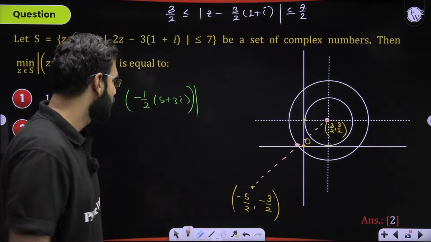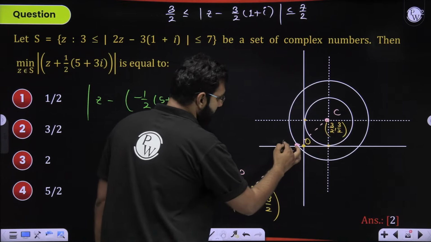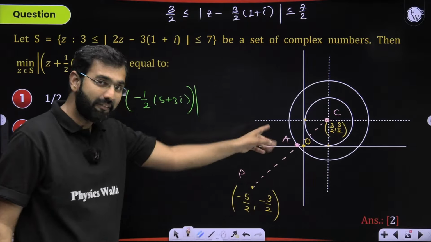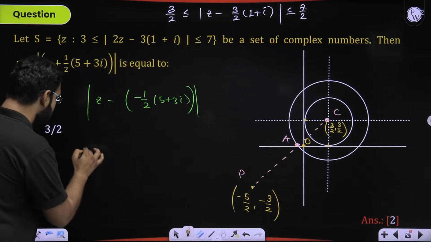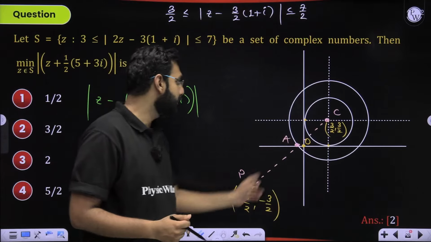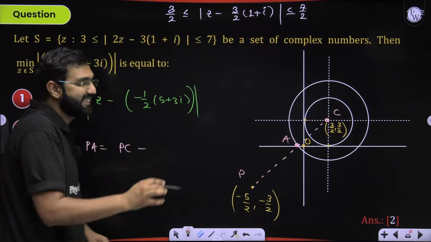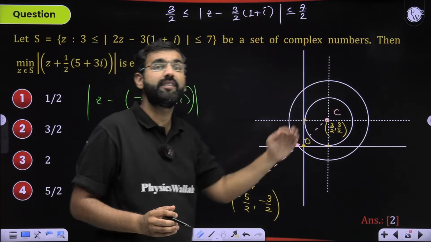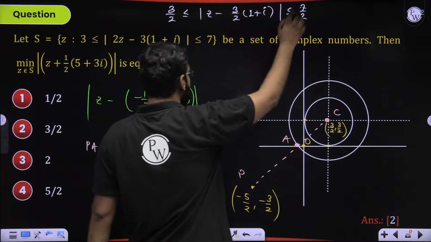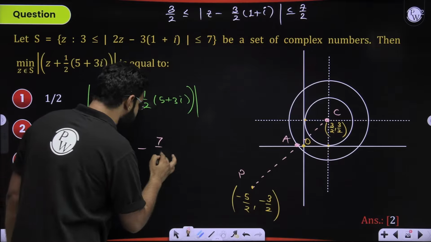Did you get that? So if this point is, let's say, P, this is the center of the circle C, and if this is A, so PA will be the minimum distance. So my answer will be PA, but I don't want to find PA directly. How do I find PA? I'll say PC minus AC. PC I can find. What is AC? The distance of the outer circle, sorry, distance means radius. Radius of the outer circle, that is 7 by 2. So from PC, I'll subtract 7 by 2.